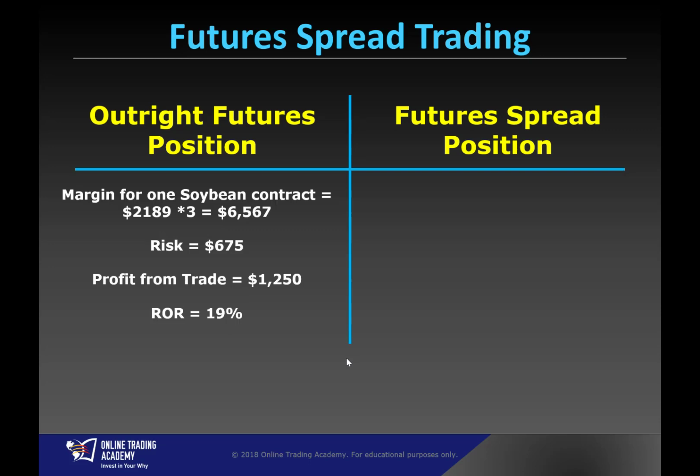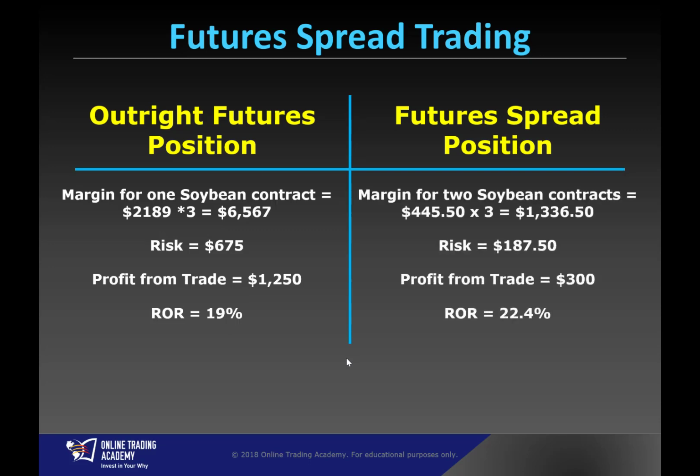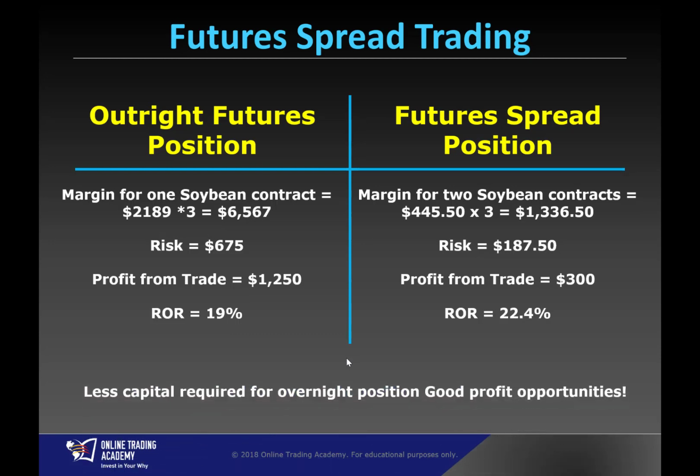However, in the spread position, once again, you would have been buying a contract and selling a contract at the same time. So in this case, we were buying 3 contracts and selling 3 contracts. And on the spread, with the reduced margin, the trader only had to come up with a $1,336.50 investment. The risk was also reduced to $187. Of course, the profit from the trade will also be reduced. They made $300, but notice the rate of return. We got a better rate of return by trading the spread over trading the outright position. So by doing this, you had less capital required, better rates of return, and higher probability for success.